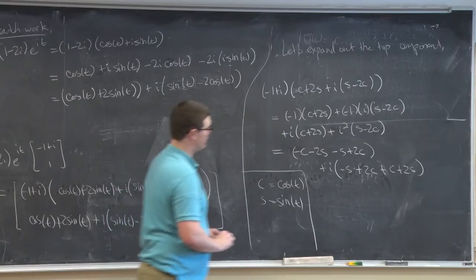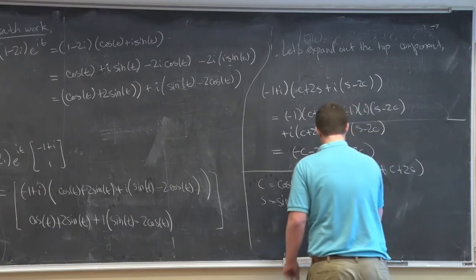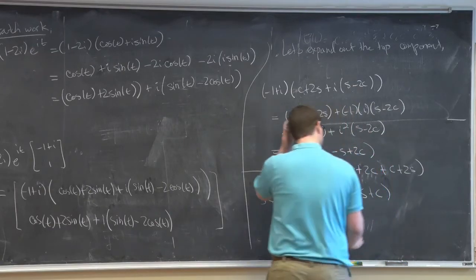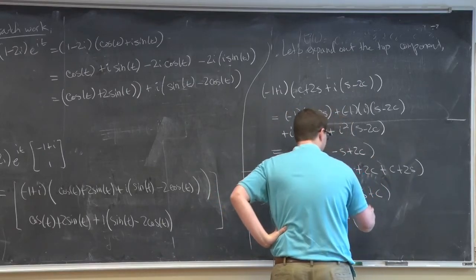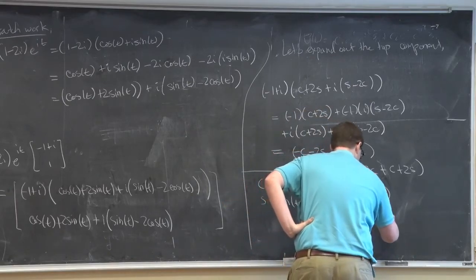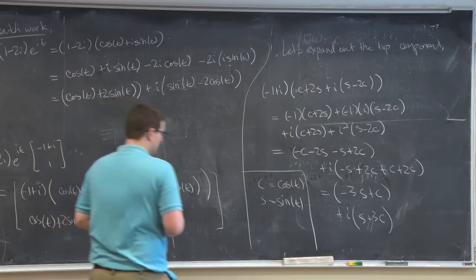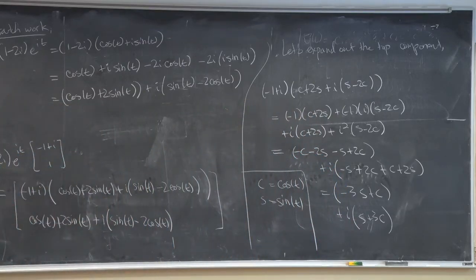Let me just see what these things are, and pray that it's the same thing I got before. Let's see, 3S plus C, plus i times minus S plus 3C. All right, so this tells us what this term is, so now I can write out what that thing is.